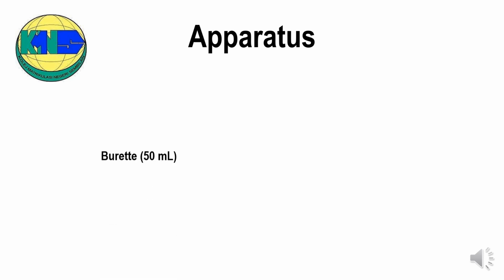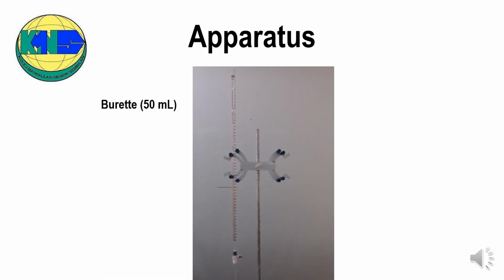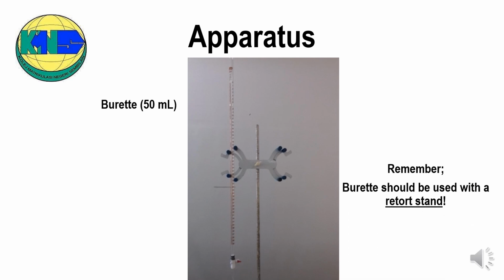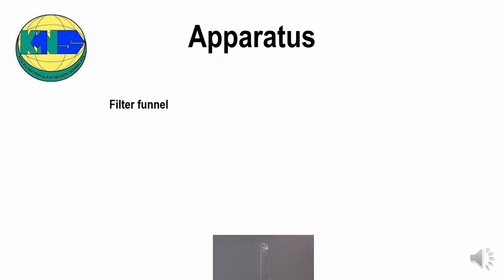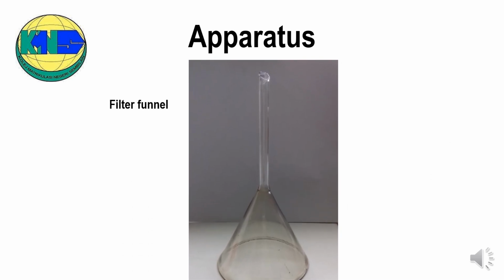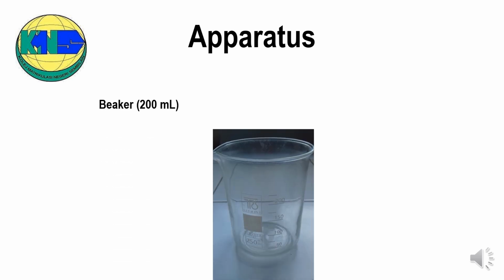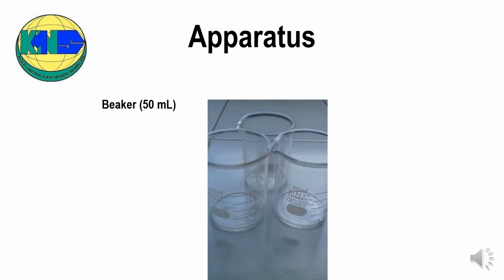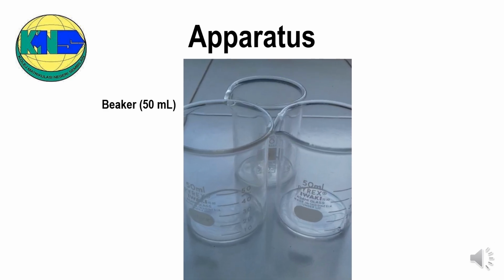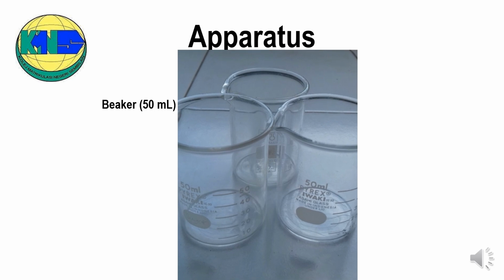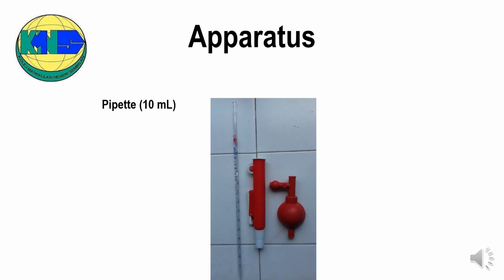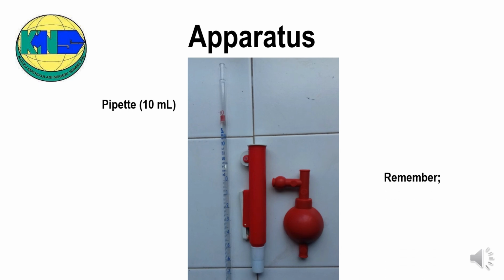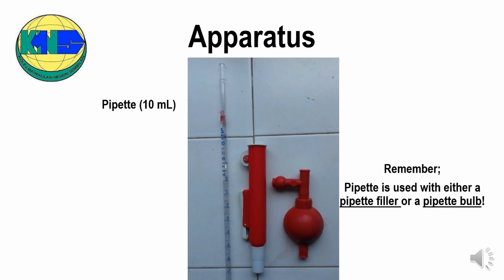Let's recap. This is a 50 milliliter burette, and remember, burette should be used with a retort stand. This is a filter funnel. This is a 200 milliliter beaker. These are 3 pieces of 50 milliliter beaker. This is a 10 milliliter pipette, and remember, a pipette is used with either a pipette filler or a pipette bulb.